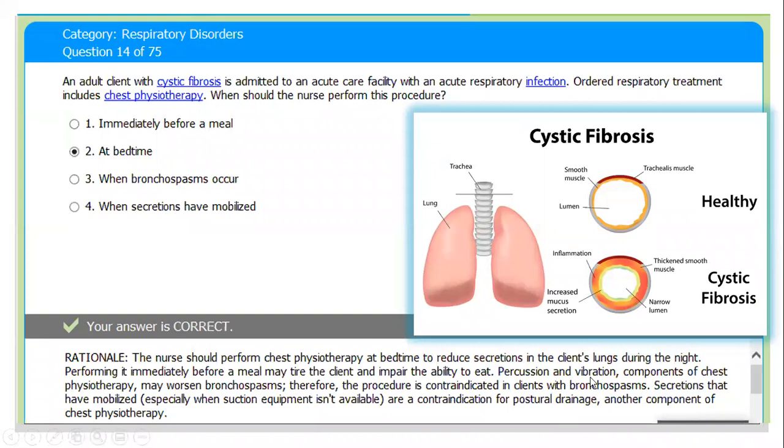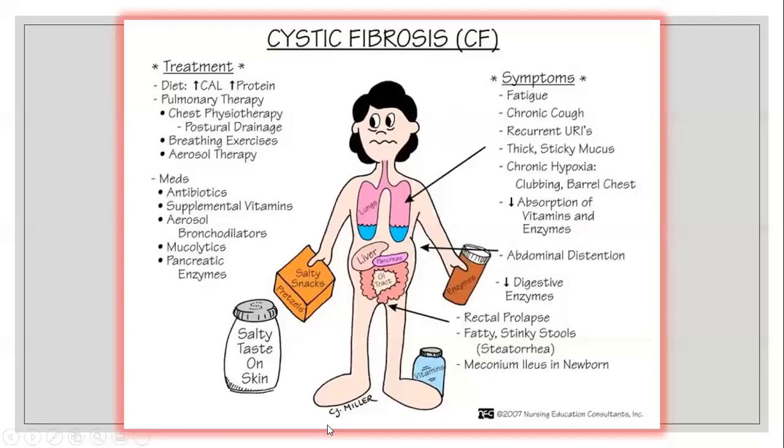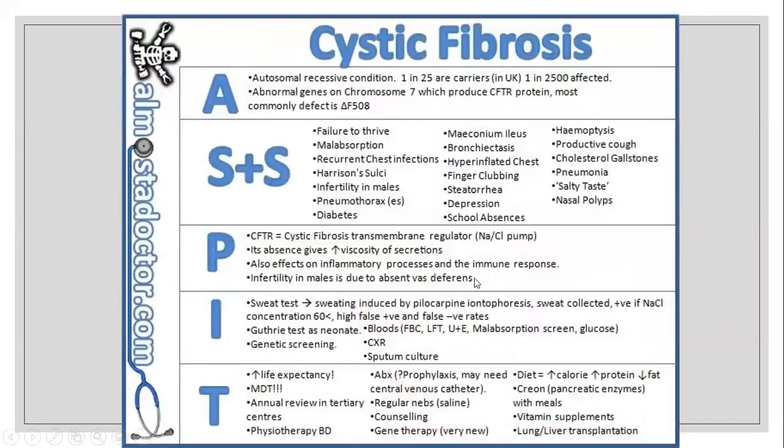Percussion and vibration components of chest physiotherapy may worsen bronchospasm. Therefore, the procedure is contraindicated in a client with bronchospasm. Secretions that have mobilized are a contraindication for postural drainage, another component of chest physiotherapy. So here we can see some basic information about cystic fibrosis.